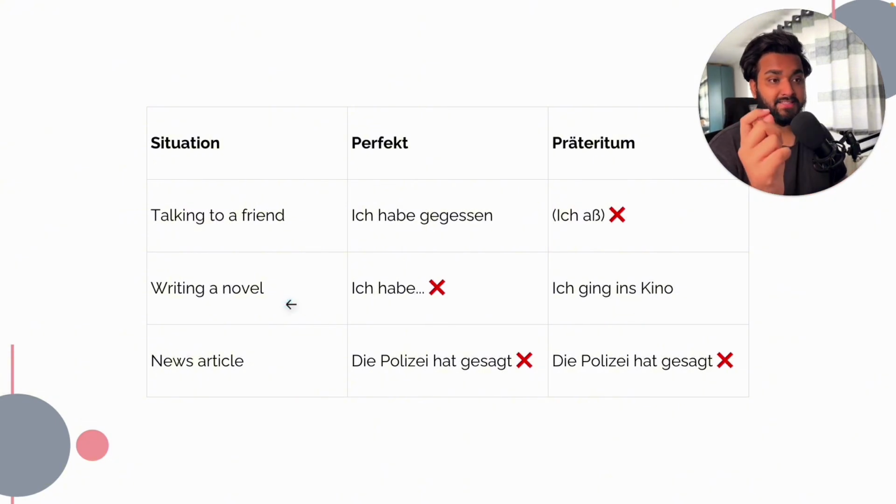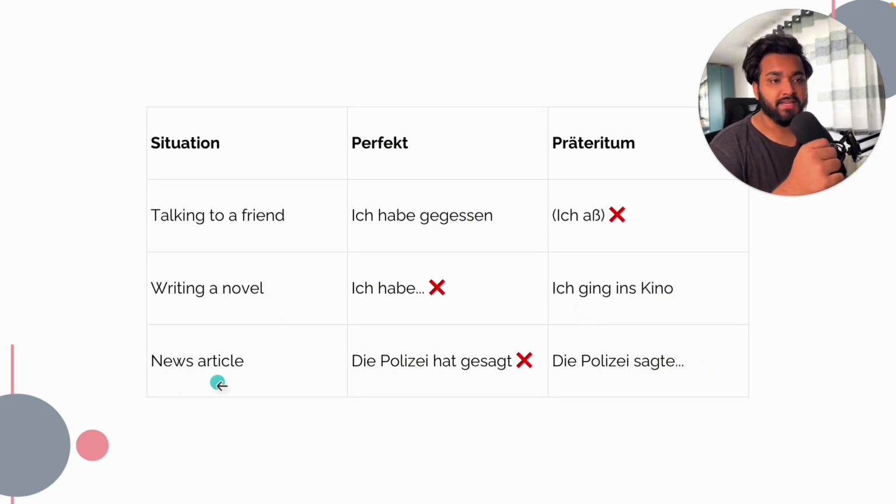Remember, when you're writing something like a novel, news articles, and so on, you have to use the Präteritum form. In this case, ich habe or ich bin, with haben and sein, the perfect form is wrong. You have to use the Präteritum form. So the Präteritum of gehen is ging. That's why ich ging ins Kino.